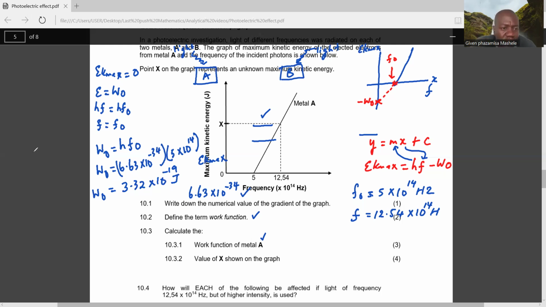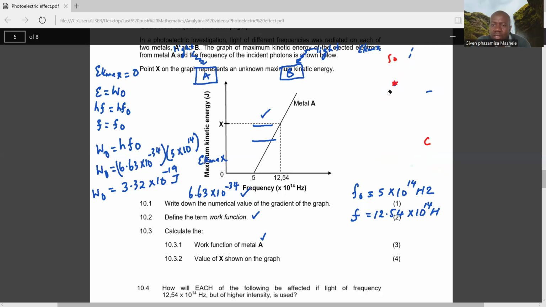Then the next one says, now we need to calculate the value of X. What is the value of X? It is the kinetic maximum. So we can do that. What is the photoelectric effect equation? It's E equals W naught plus EK max. We want to know what is the EK max?